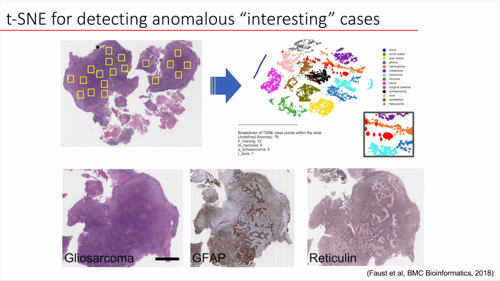And in fact, this was a gliosarcoma. This is a rare subtype of a glioblastoma that has a sarcomatoid component, as shown here by the reticulin. And so really showing you how you can use this to your advantage to scroll through many, many cases in an automated way and find interesting cases that are perhaps more interesting to invest your resources in than things that have already been studied.